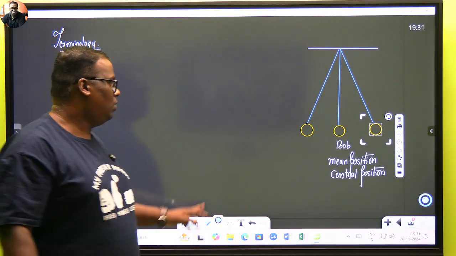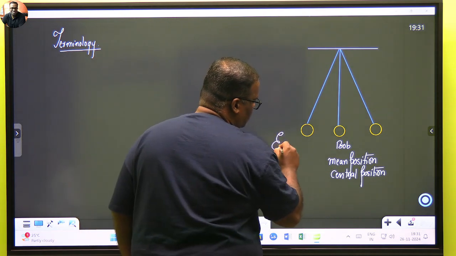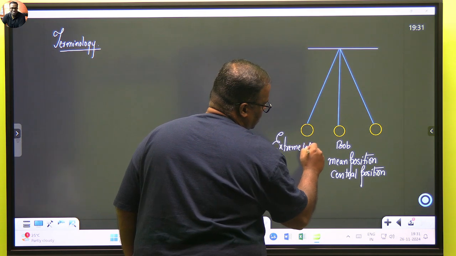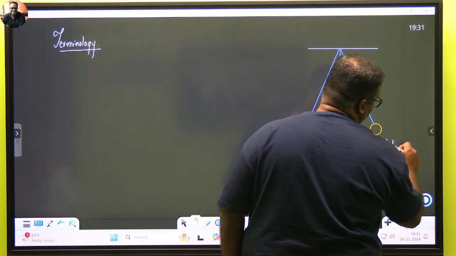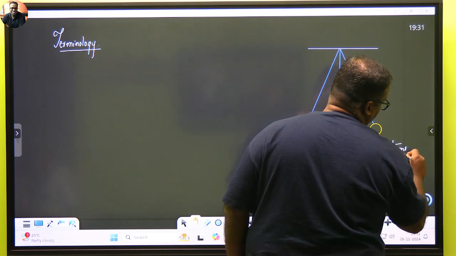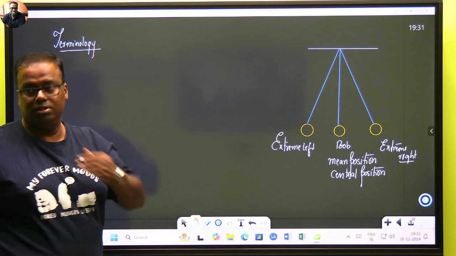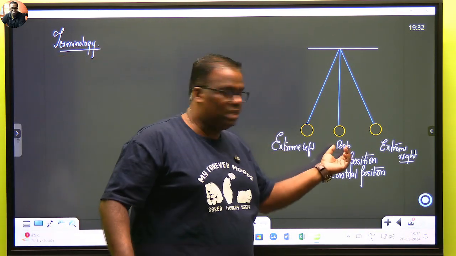Right. Now, the new positions that you have created, these are known as extreme positions. So this will be known as my extreme left, and this will be known as my extreme right. Extreme left and extreme right. Clear? Now what I do, my pendulum was like this.